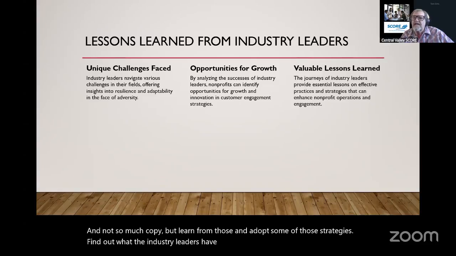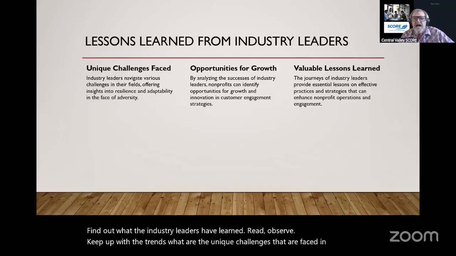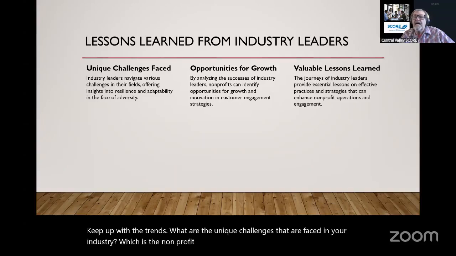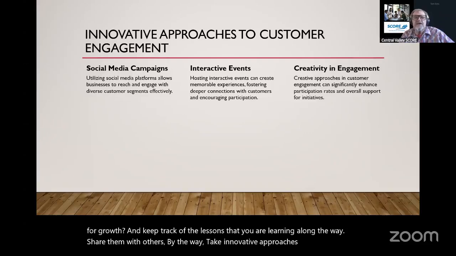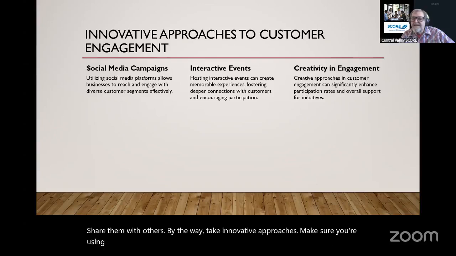Read, observe, keep up with the trends. What are the unique challenges that are faced in your industry, which is the nonprofit industry? Where are there opportunities for growth? And keep track of the lessons that you are learning along the way. Share them with others, by the way. Take innovative approaches. Make sure you're using social media. Plan events that are interactive and be creative.